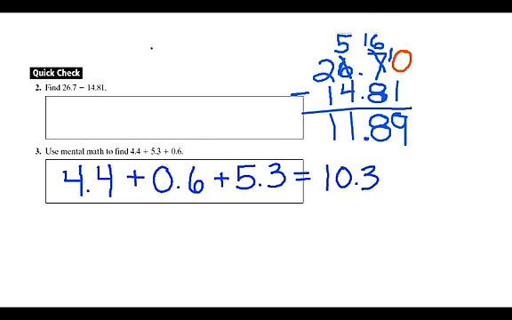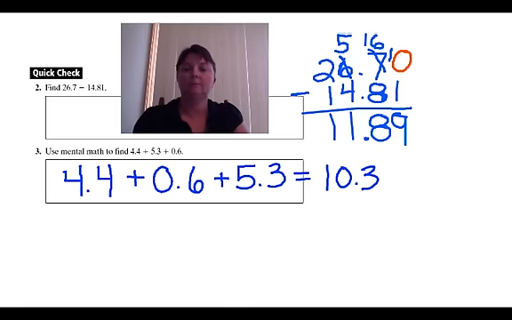For quick check number 3, using mental math to find this problem, we use our properties again. We're going to use commutative property to rearrange the numbers. We can take 4 4/10 and add 6/10 to that. That we can do very easily in our head, and we get 5. And we have 5 plus 5 3/10, which gives us 10 3/10.